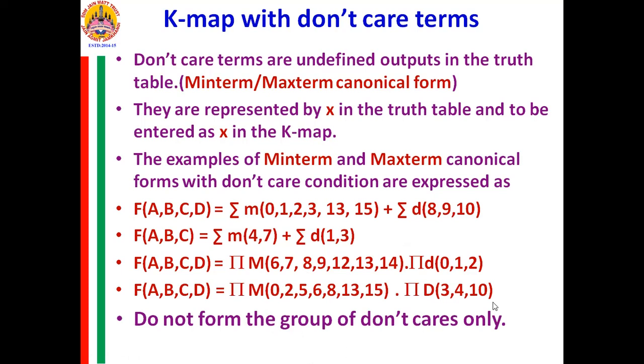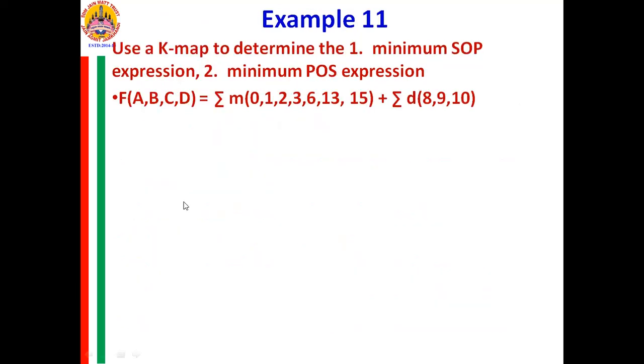So do not form a group of don't cares only if you are using a K-map, because they are not essential cells. With the essential cells having 1 or 0, if there are 3 don't cares and you are possibly able to form a quad, that is permitted. So at least one cell must have a valid resultant function value, either 1 or 0. With that you can combine the don't cares.